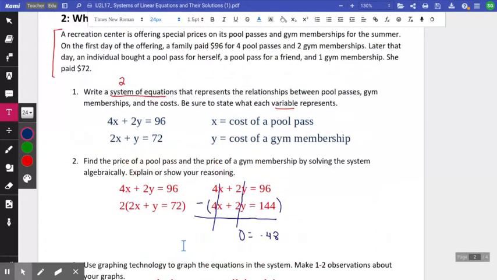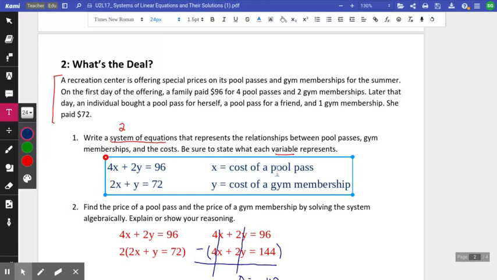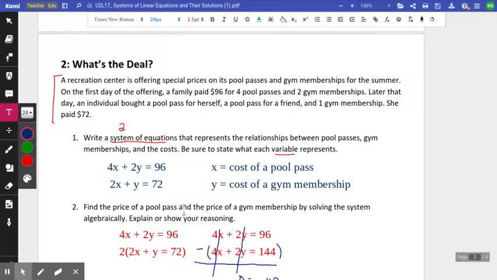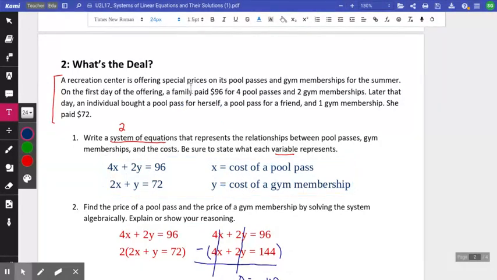Now let's come back up. What does that mean in terms of this scenario here, the story? What does it mean that there's no solution? Well, remember, we were trying to find the cost of a pool pass and the cost of a gym membership in these two purchases. When we got that there's no solution, it means there's no combination of pool pass cost and gym membership cost that would make both of these equations true. It means that these two groups paid different amounts.